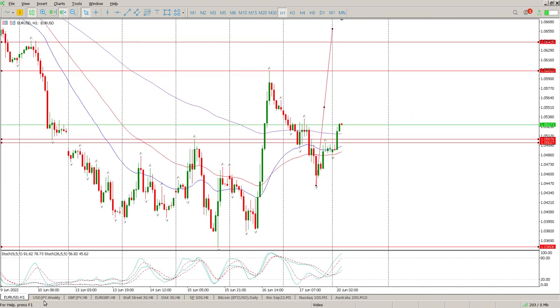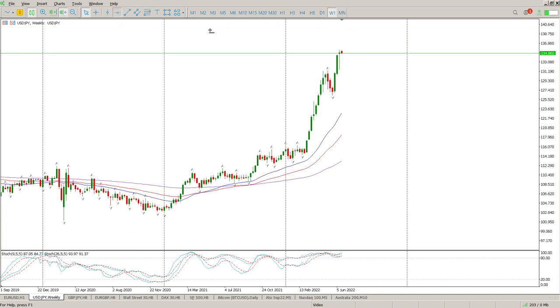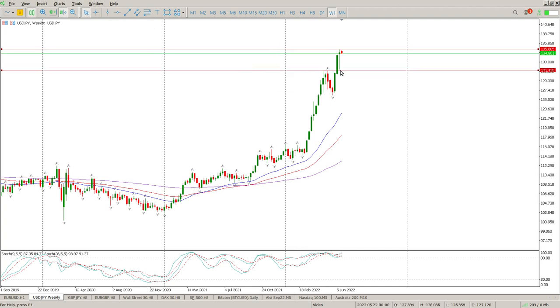Moving on to US dollar Japanese yen, and on the weekly, just have a look here. We've got a pretty big hanging man at the moment. So if we do break above it, then that hanging man is null and void. So just put that level in. And then what we'd also want is the bottom of the hanging man, which is also an area of support.